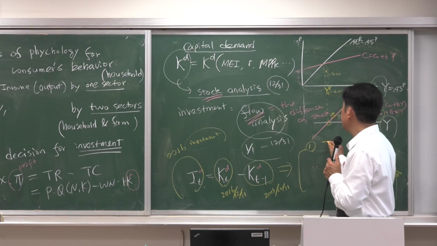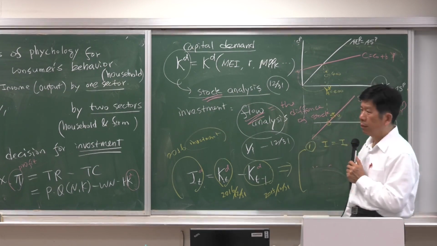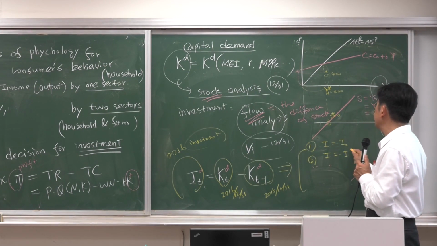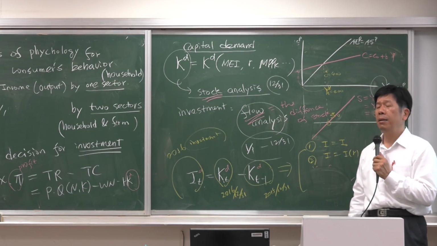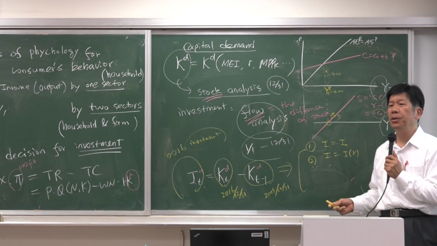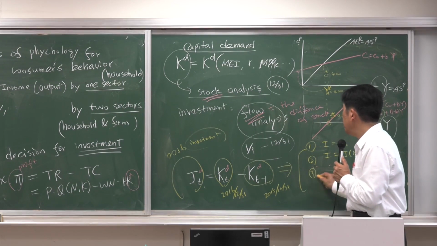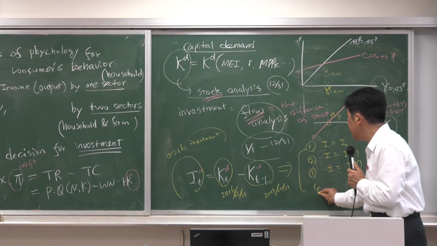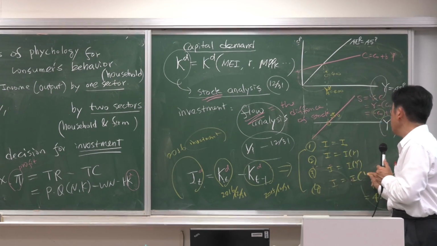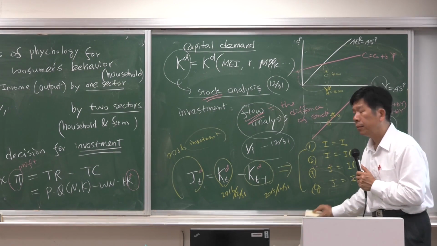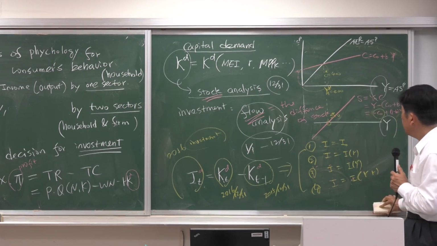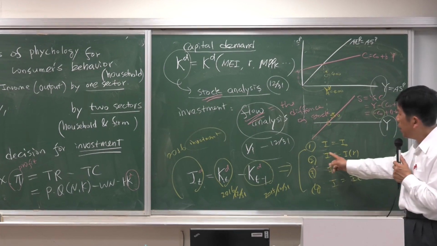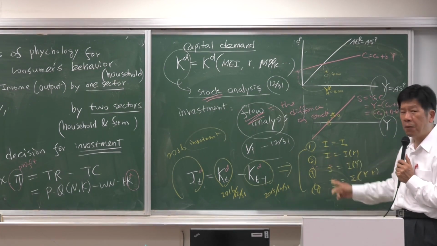So the first style, I equals I0. Okay, and the second style, I equals I(R). Maybe they have some relationship with the interest rate. Okay, and the third one, I equals I(Y). Okay, and the fourth style, I equals I(Y,R). Okay, so in different sections or different chapters, you would find different styles of investment.